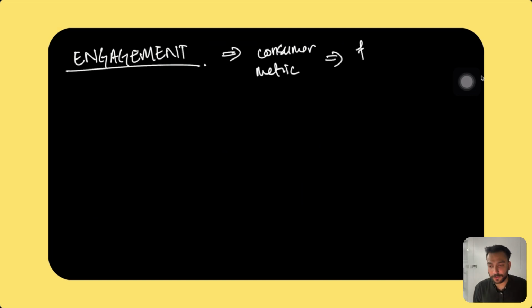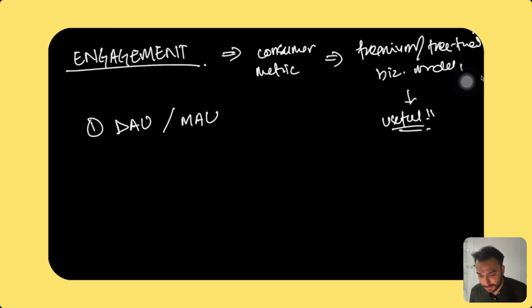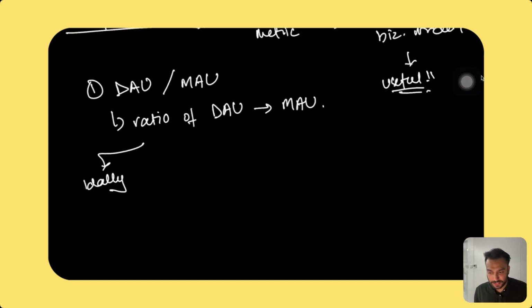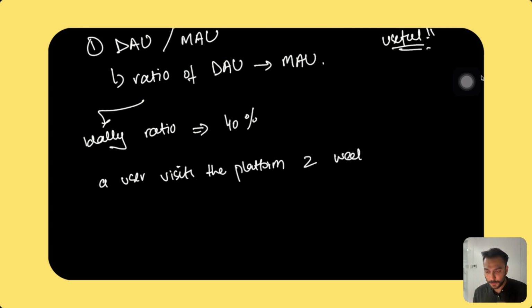And then finally, we have engagement. It's a consumer metric, but it also applies to SaaS now because we have freemium and free tier business models. So it can be very useful. The number 1 metric within engagement that we have to look at is daily active users divided by monthly active users. This is the ratio of daily active users to monthly active users, which ideally should be 40%. This basically means that a monthly active user is coming onto the platform 2 times in 1 week or 8 times per month, which is actually pretty solid. We don't consider weekends in this. We only consider weekdays because those are active working days.